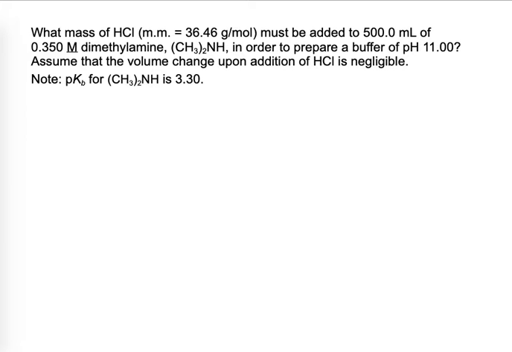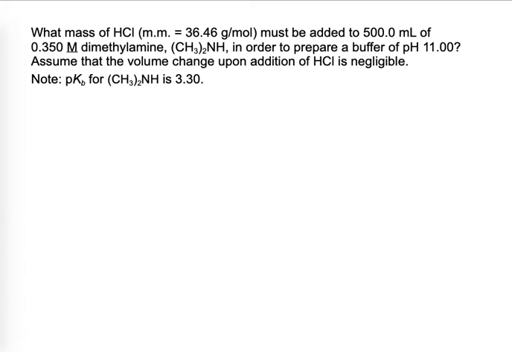The question is, what mass of hydrochloric acid must be added to a specified volume of a specified concentration of the weak base dimethylamine in order to make a buffer of a pH of 11.00? Now, in this problem, we are adding hydrogen chloride to the solution of the weak base. We're going to make the assumption that the volume change is negligible, namely that the final volume will be the same as the initial volume, which is 500 milliliters. Okay? Now, I also give you pKb for the weak base.